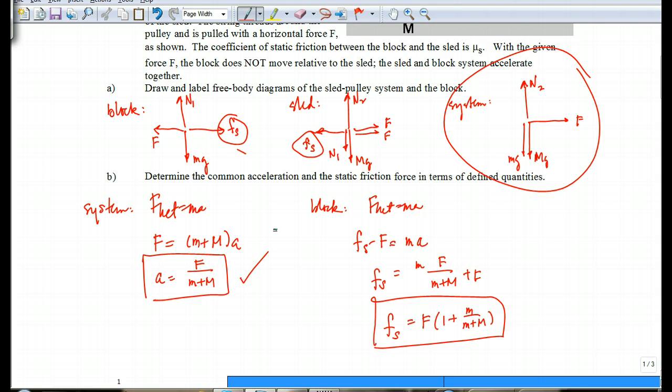Now to find the friction force, I have to look at either the block or the sled. I think in this case I look at the block, and here's the free body diagram of the block. The net force on the block equals the mass of the block times its acceleration. The net force on the block is Fs minus F. Again, substituting in the value of a and doing some algebra, we end up with an expression for the friction force.